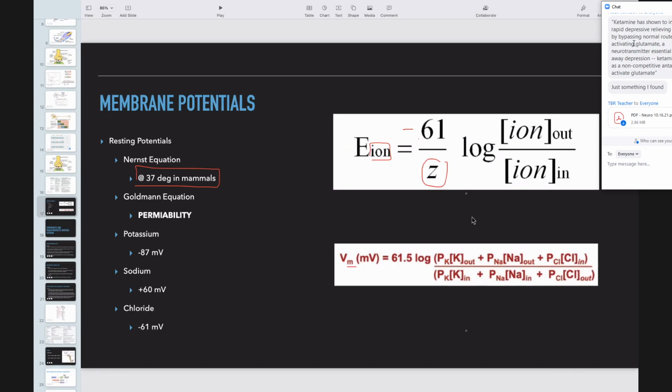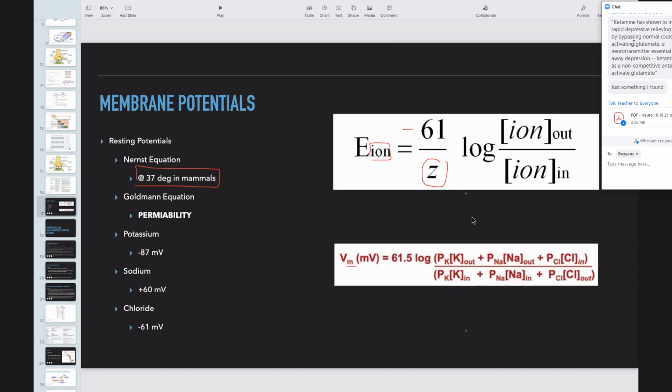There's a question: Nernst's equation is the equilibrium potential per ion, not the resting equilibrium of the entire membrane. Yeah, that is correct. Nernst is the resting potential of each individual ion on this membrane. And then we're going to combine them together for the Goldman equation.